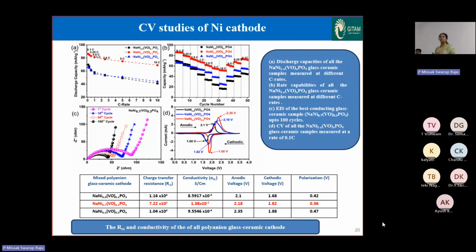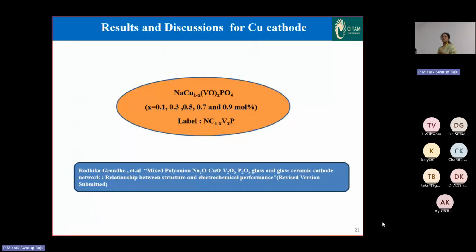The sample having the lower polarization value is the best sample, because that sample also has high conductivity. For a cathode, high conductivity is compulsory. That is why it is the best sample out of the three samples in the results of the nickel cathode. This is the first cathode. Next is the results and discussion for the copper cathode.